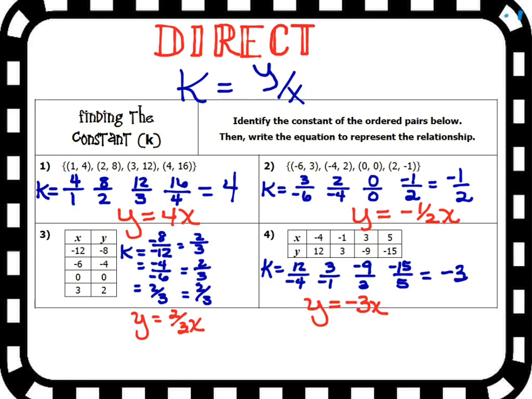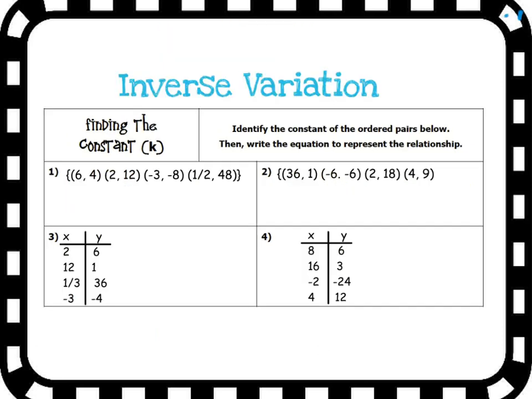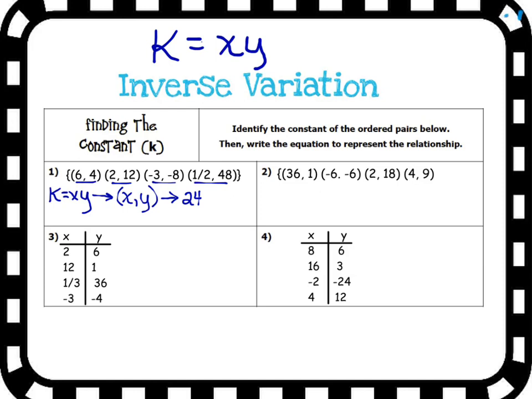Okay. Now let's take a look at inverse, because this is a little bit different. To find the value of k, you're going to multiply the two instead of divide. So when you multiply, you get 24 each and every time. But the equation for inverse variation is y equals k over x. So we're going to take that 24 and put it in place of the k value, because that's what we just found. In like manner, x times y each and every time, if you go through the process of multiplying all these ordered pairs together, you're going to get 36. So the equation is y equals 36 over x.